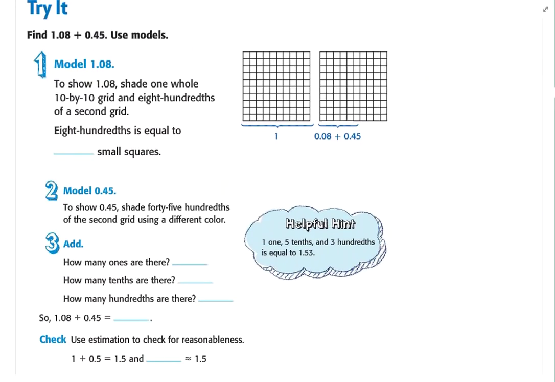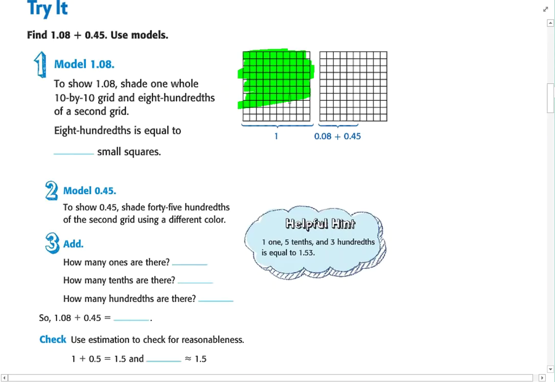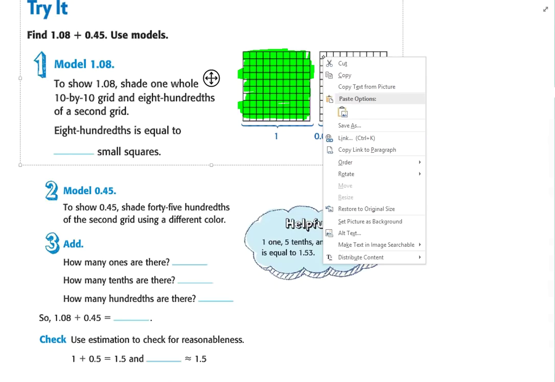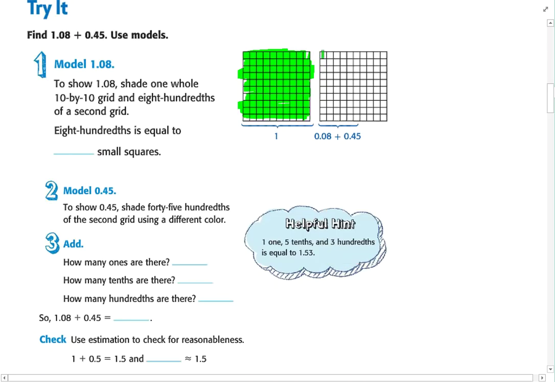1.8 plus 0.45, or 1 and 8 hundredths, plus 0 and 45 hundredths. So again, I'm going to model and show 1 and 8 hundredths. So we have a whole. I'm going to shade in a whole one. But now 8 hundredths is only 8 out of the 100 here. So I'm just going to shade in. So there we go. 1, 2, 3, 4, 5, 6, 7, and 8. So that is my 1 and 8 hundredths.